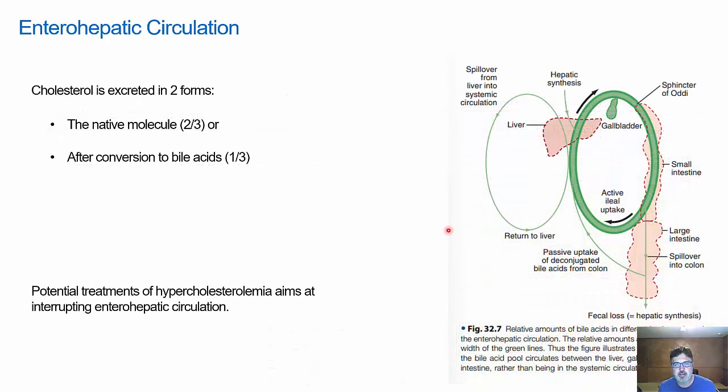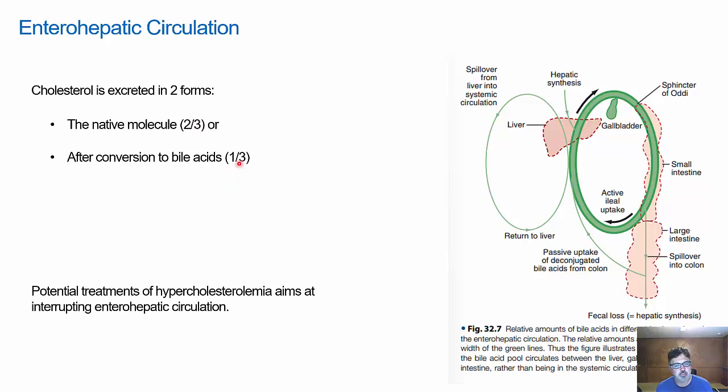Now, also keep in mind, of course, cholesterol, one of the major functions of the liver is to excrete cholesterol and to get rid of extra cholesterol. And there's two ways it'll do this. It'll either get rid of cholesterol in its native form, which it does through 2/3 of the cholesterol, or it will convert it into the bile acid and then excrete the bile acid, and that's 1/3.